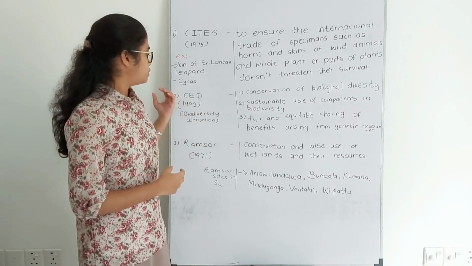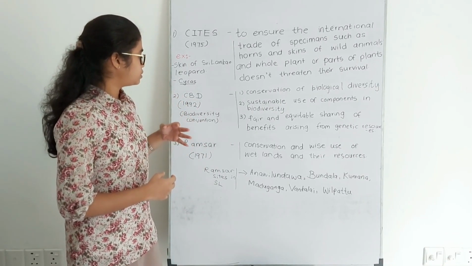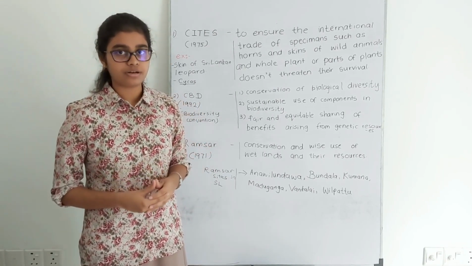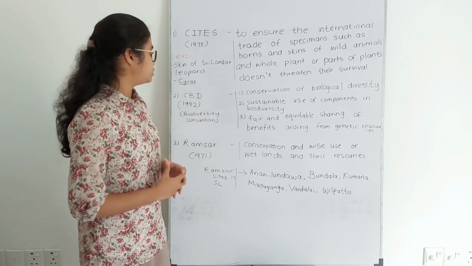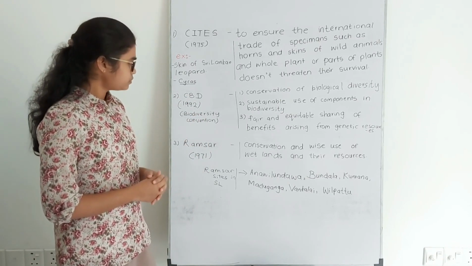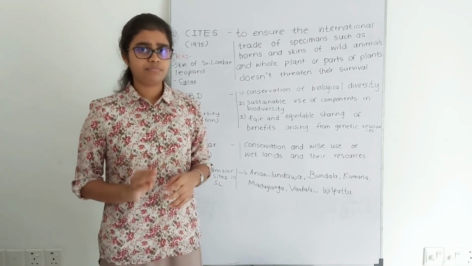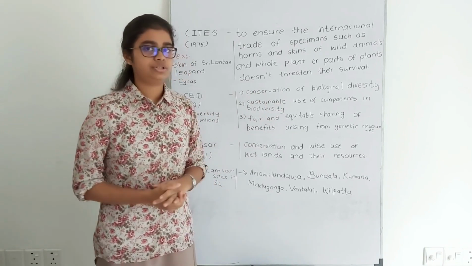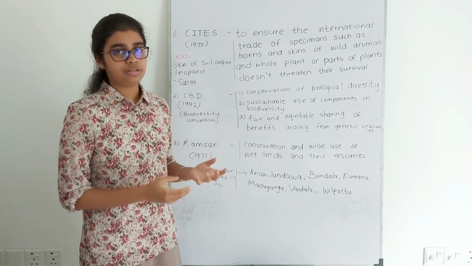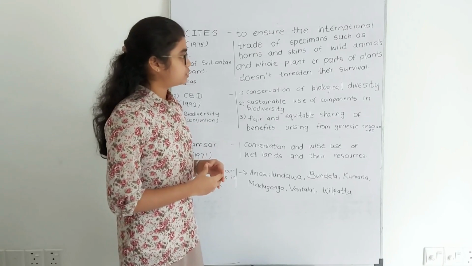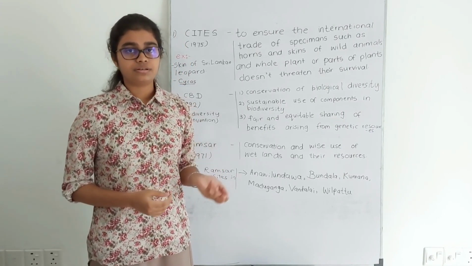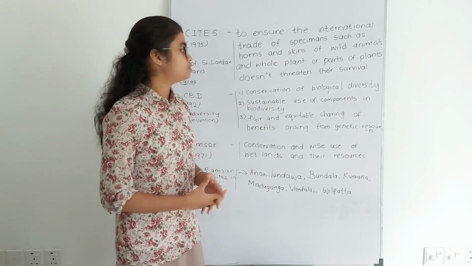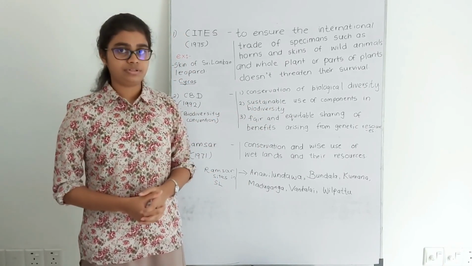So the conventions we are going to speak after this mainly focus on the conservation of the environment. CBD, or the Convention on Biological Diversity. There are three main goals of this convention. The first is the conservation of biological diversity, for an example, the conservation of genetics, species and ecosystems. The second goal is sustainable use of components in biodiversity.